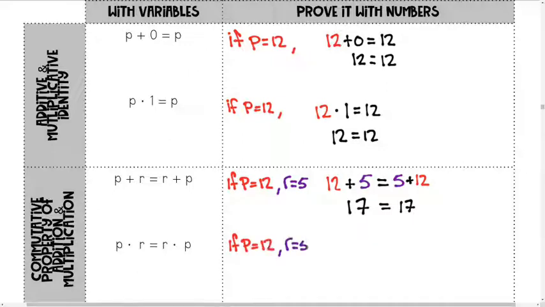Same thing with multiplication. I'm going to have p equal 12 and r equal 5, and I'd have 12 times 5 is the same as 5 times 12, and we would get 60 equals 60. So that shows the commutative property of addition and multiplication, that when we change the order, 12 times 5, 5 times 12, it's just reversed, and we still get the exact same answer.